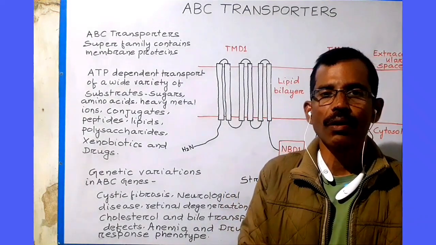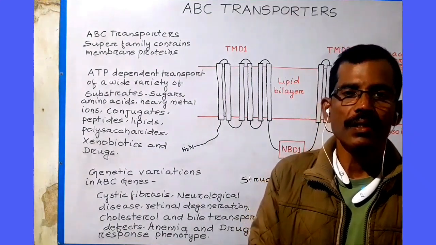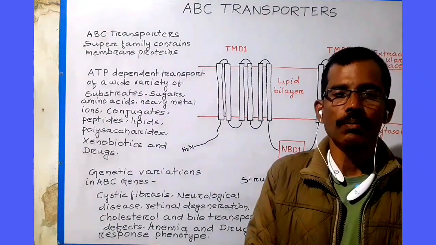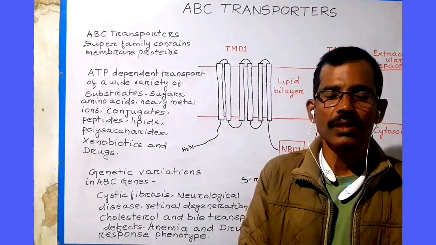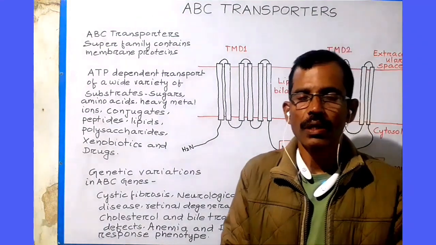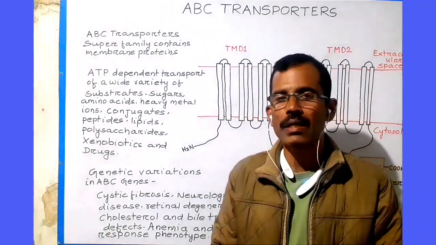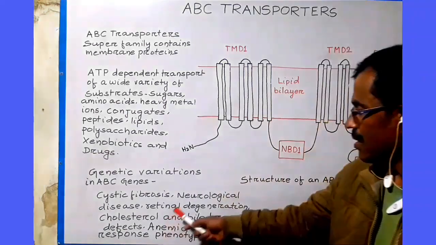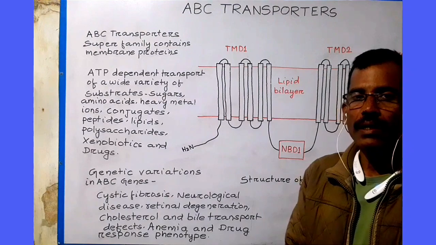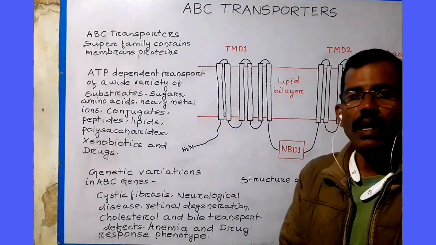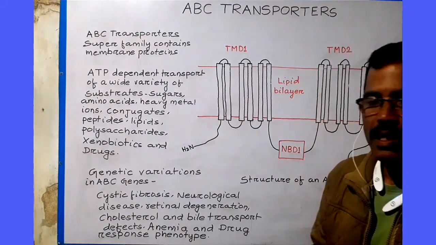Overexpression of certain ABC transporters occurs in cancer cell lines and tumors that are multi-drug resistant. Genetic variation in ABC genes is the cause and contributor to a wide variety of human disorders with Mendelian and complex inheritance, including cystic fibrosis, neurological disease, retinal degeneration, cholesterol and bile transport defects, anemia, and drug response phenotype.